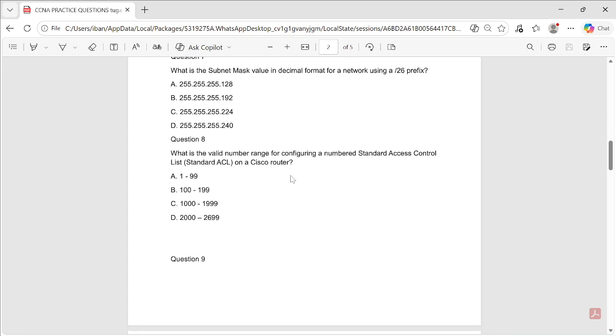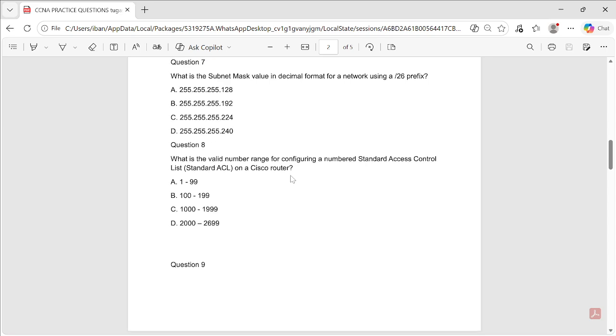So let's go to question number eight: what is the valid number range for configuring a numbered standard access control list, or ACL, on a Cisco router? A standard ACL uses the range 1 to 99. So you can use standard ACLs in Cisco with the range 1 to 99, and extended ACLs use 100 to 199.